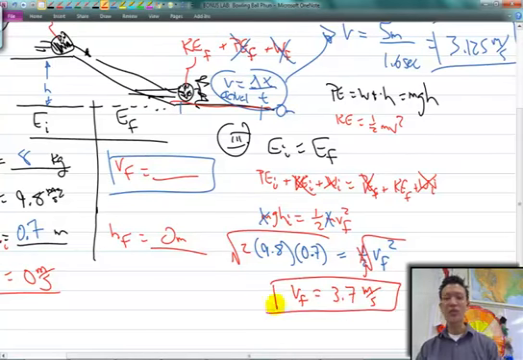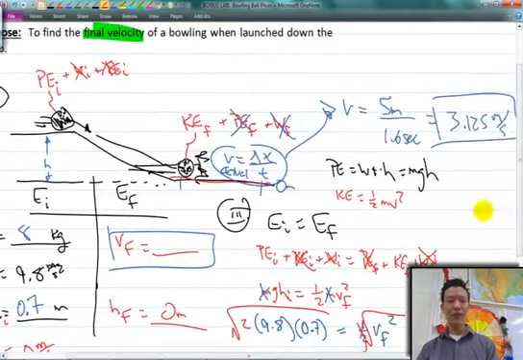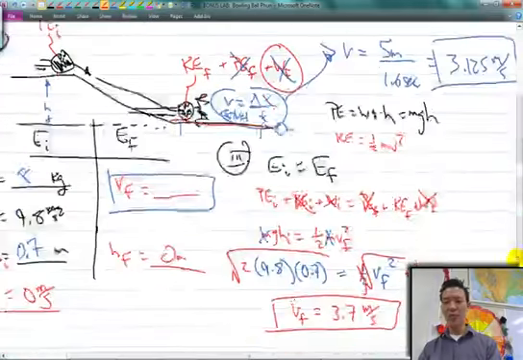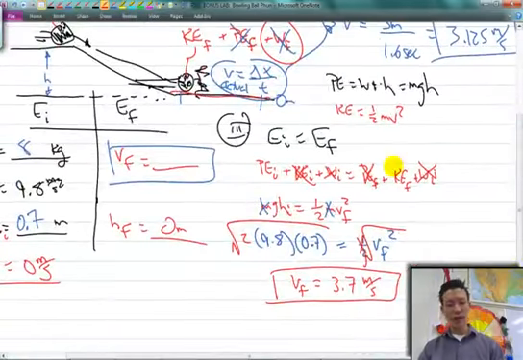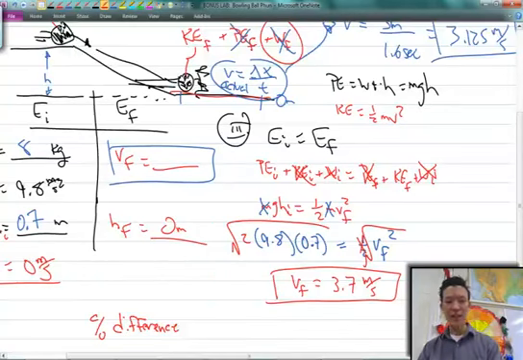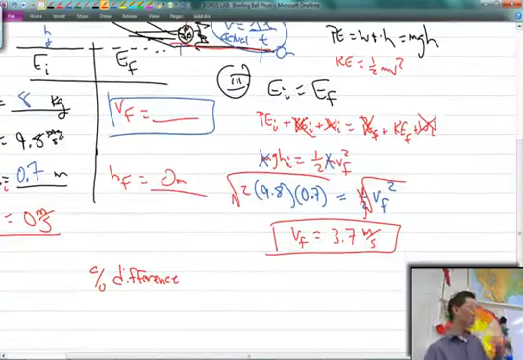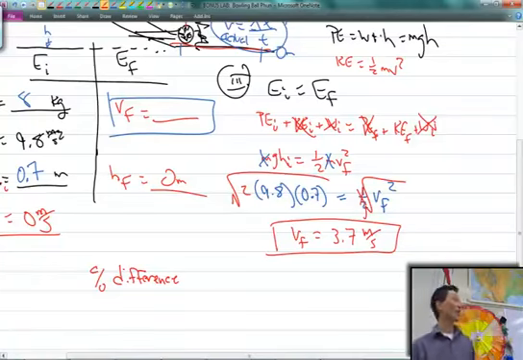So notice, why is the actual velocity less than the ideal one? Because in real life, what do we totally ignore big time? We ignored friction, okay? There's this missing part. That difference in speed is the energy that was lost to friction. So in fact, why don't we find that percent difference really quick, okay? And that will be the energy that was lost to friction. Make sense? And in fact, in real life, you can actually hear it when a bowling ball is rolling and sliding and all that.